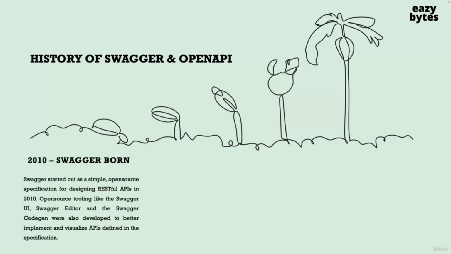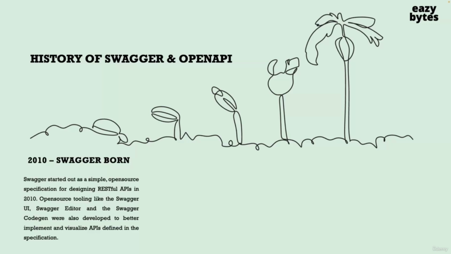Around 2010, a small community saw the problems that the industry was facing without having any standards around API definition. That's where the small community started building specifications for designing RESTful APIs along with a set of tools like Swagger Editor, Swagger CodeGen, Swagger UI, which will help developers and organizations in implementing and visualizing the APIs defined in the specification. So this is the story around 2010 where a small set of people started this activity as an open source activity.